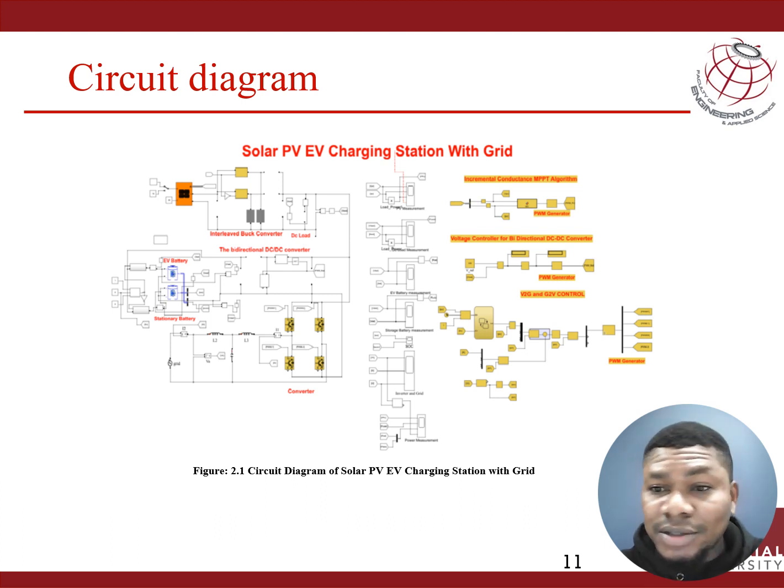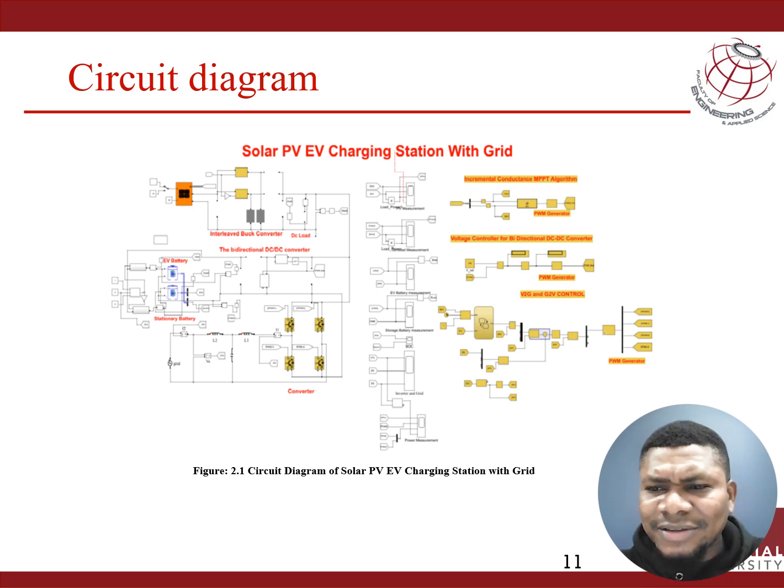We have our grid connection. This permits the charging station to feed surplus energy generated into the grid, that's V2G, and allows it to draw power from the grid when solar power is insufficient. Now, how does this circuit work?